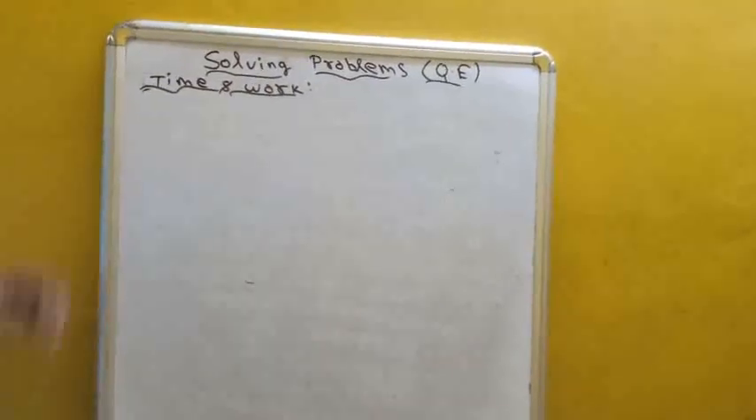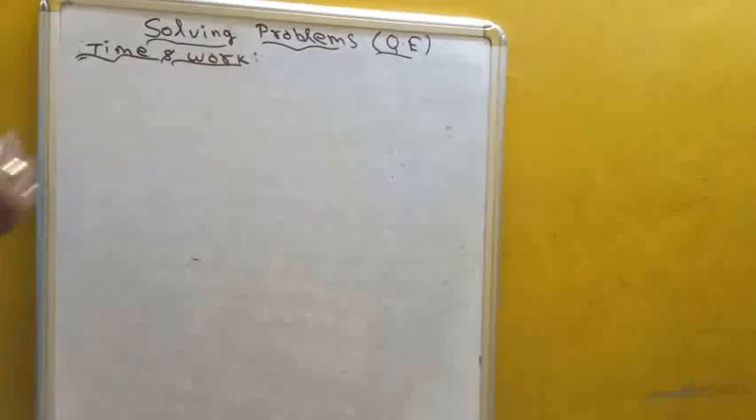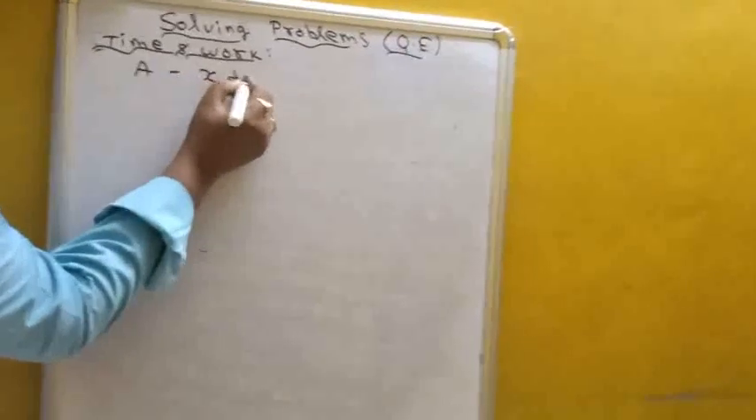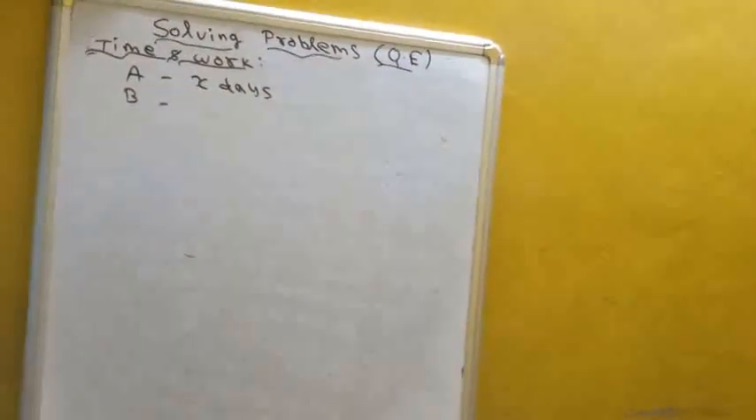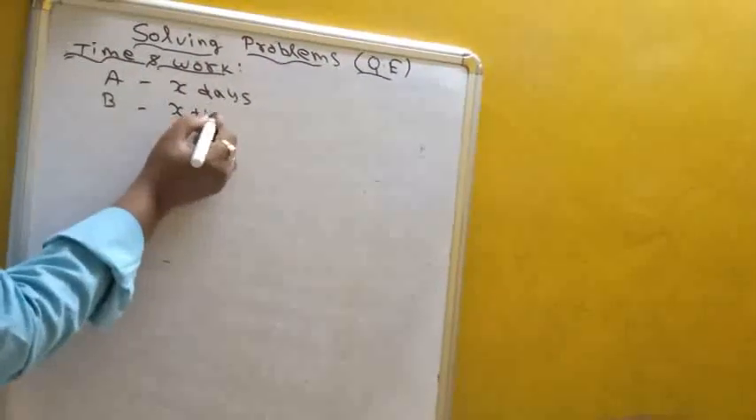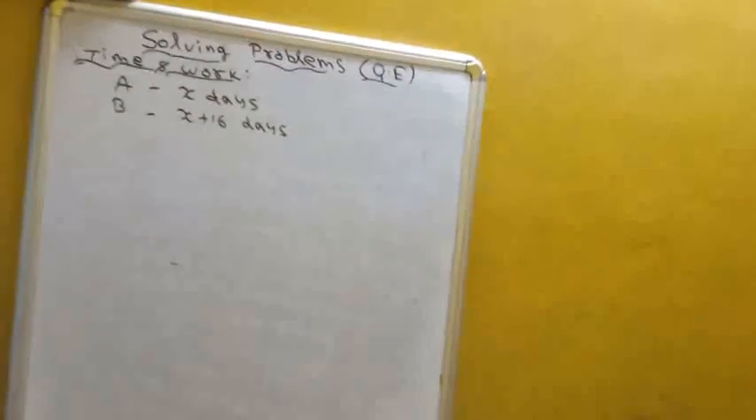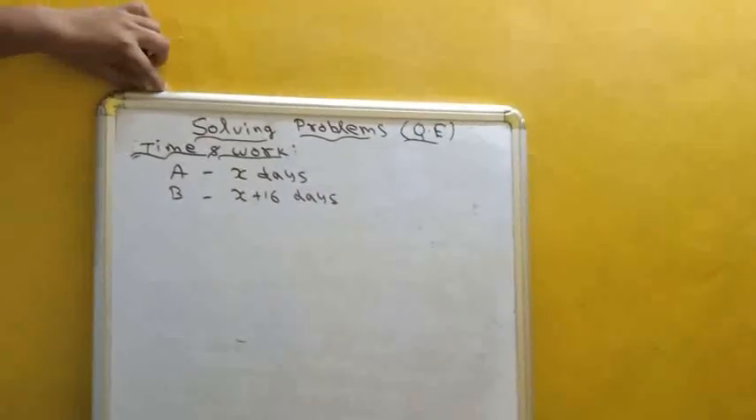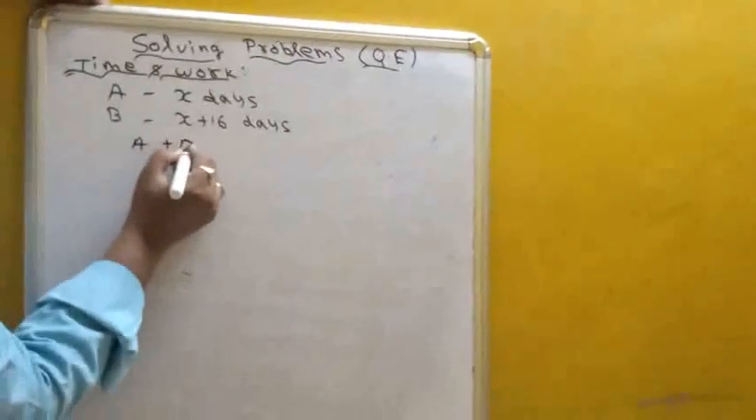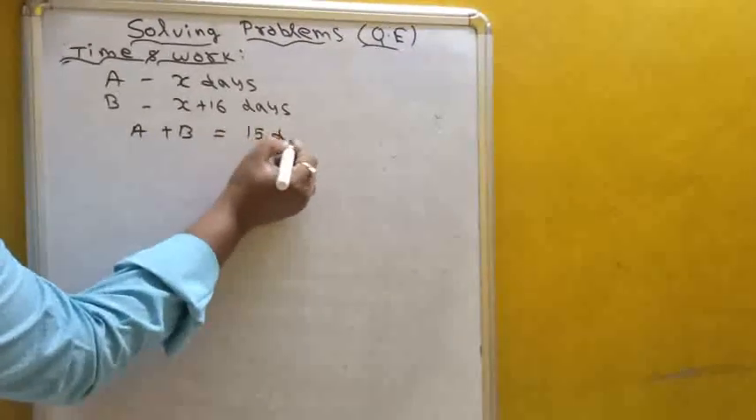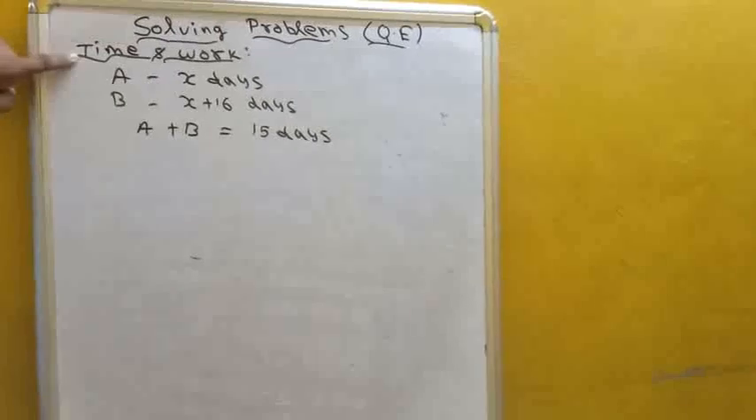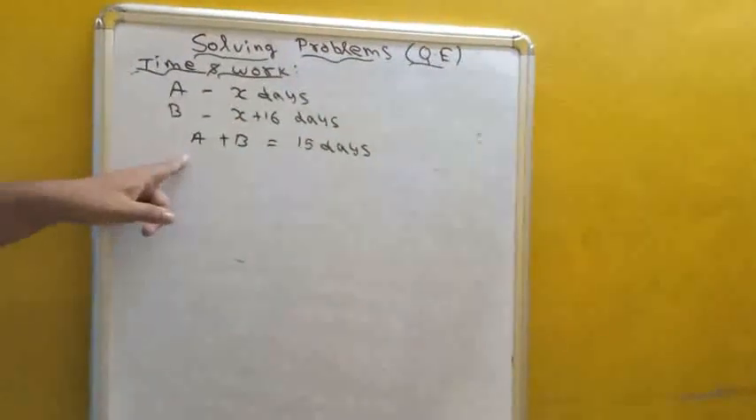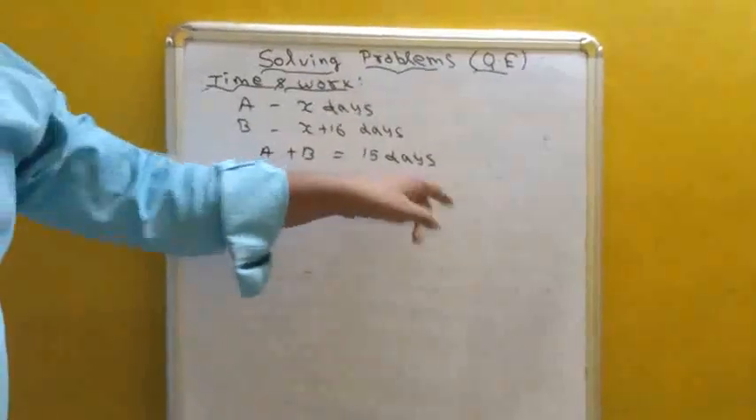What you told? First, if I tell A can do a piece of work in x hour, or sorry, x days. I told x days. B can do the same work in x plus 16 days. Then, if both working together, they can do the work in 15 days. So A plus B can do the work in how many days? 15 days. So A can do the work in x days, B can do the same work in x plus 16 days, but if both are working together, they can do the work in 15 days.